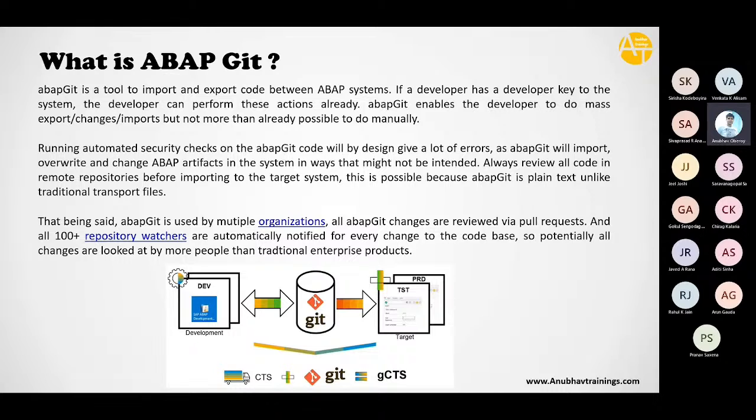That being said, ABAP Git is used by multiple organizations. All the ABAP Git changes are reviewed via pull request, and all 100 plus repository watchers are automatically notified for each change to the code base. So potentially all the changes are looked at by more people than in a traditional enterprise product.